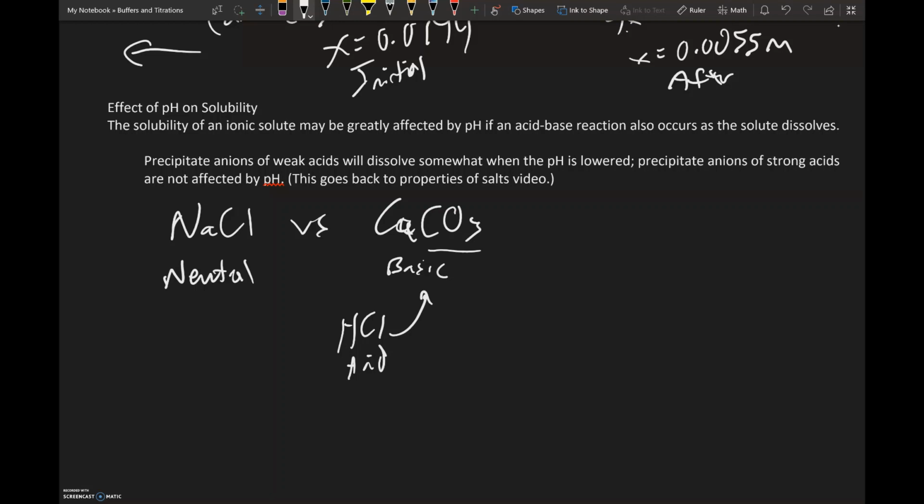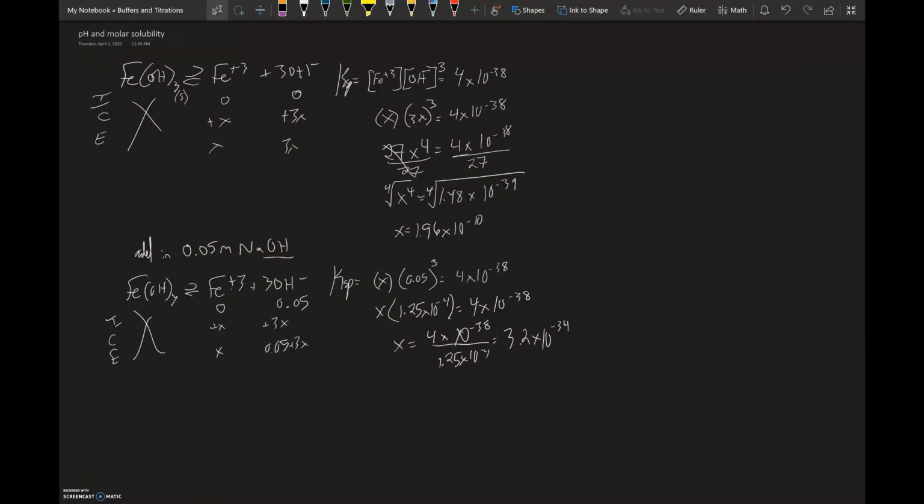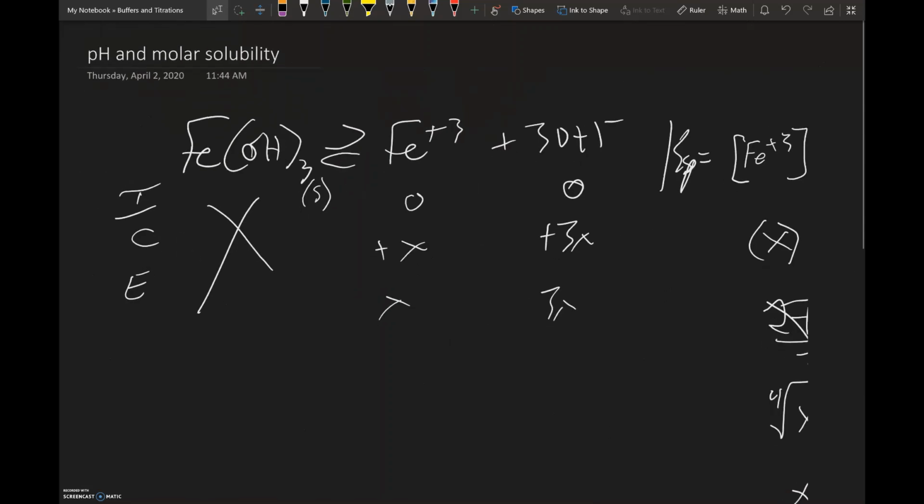So as we look at the Ksp values, we have to pay attention to the equilibrium that's at play. We also have to pay attention to whether there is a common ion in the solution, or what type of salt we are working with, and how the pH is going to affect the solubility of that particular salt. Alright, let's look at a couple examples that involve pH and molar solubility.